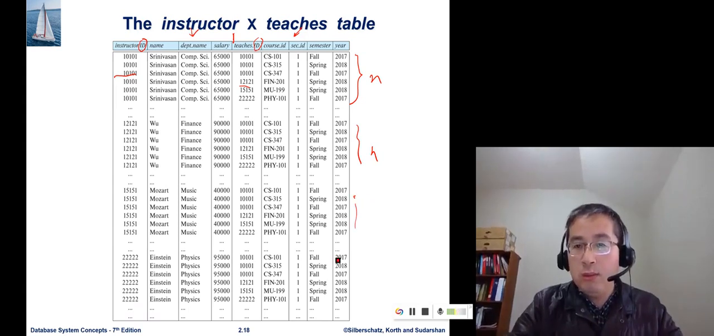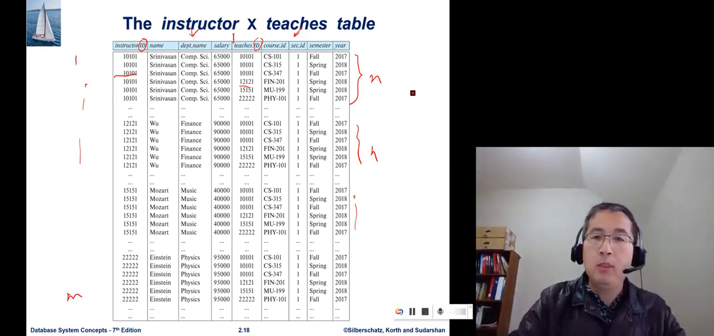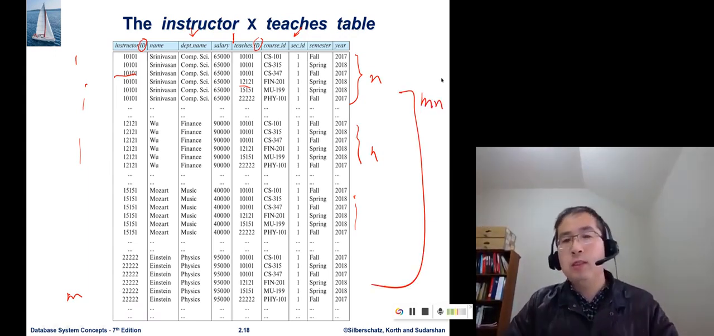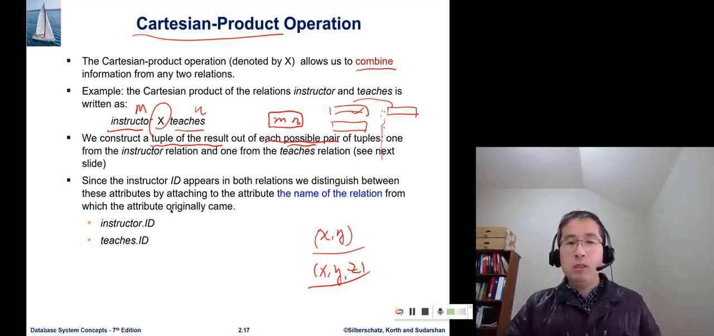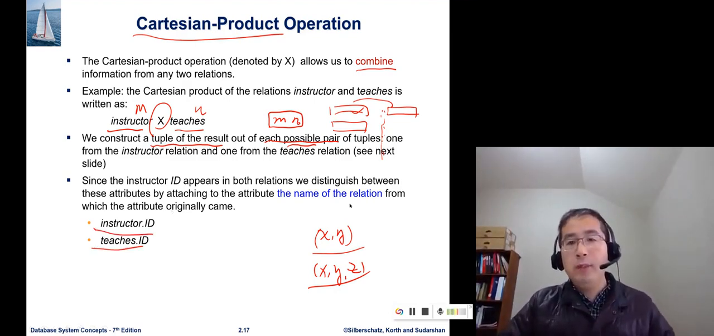And then repeat from 1 to m. So m by n. Okay, so that's the reason. So we want to differentiate, so we can use the name of the relationship.